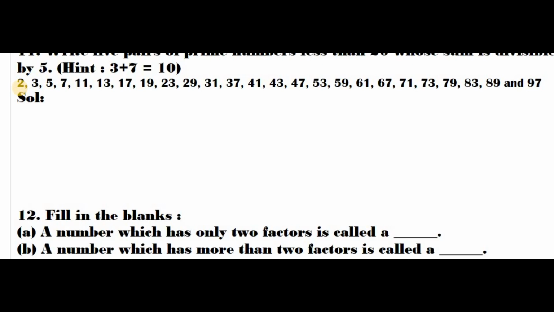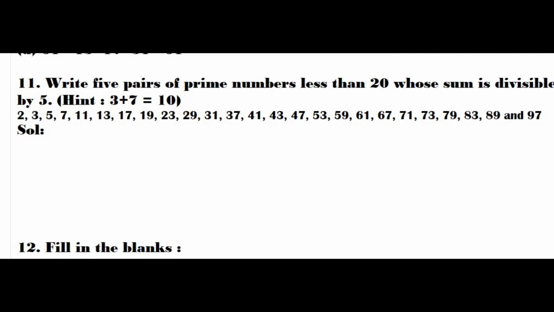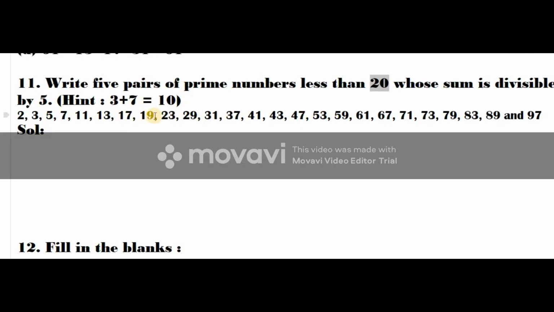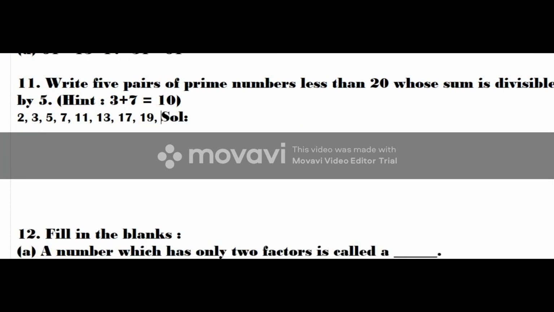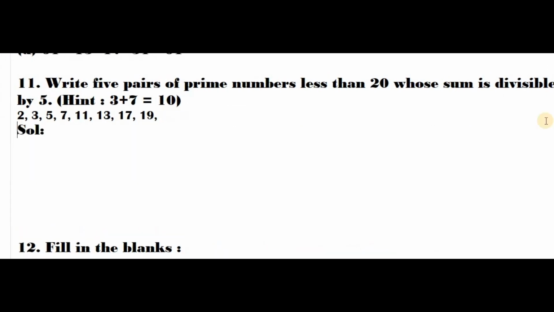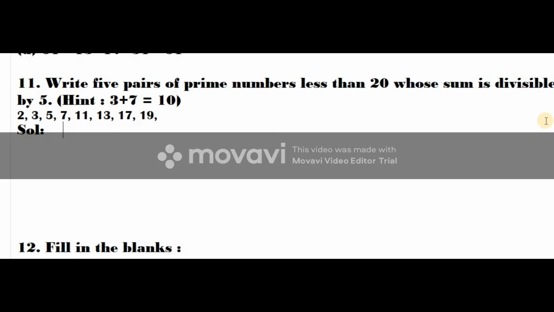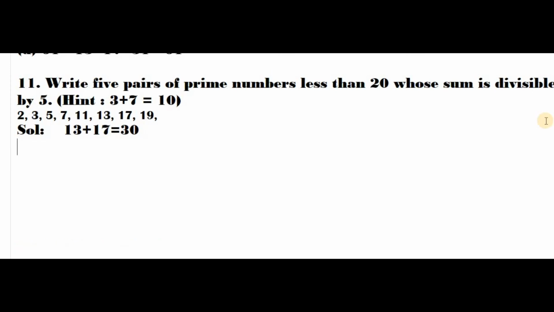So what 2 prime numbers will I add? I need a multiple of 5, and the condition is that the primes are less than 20. So you should select the prime numbers up to this much. First we will remove this, otherwise we will get confused. Now we can check easily. Like this we should write 5 pairs of prime numbers. Simple logic: 13 plus 17 is equal to 30. It is divisible by 5 because 5 sixes are 30.